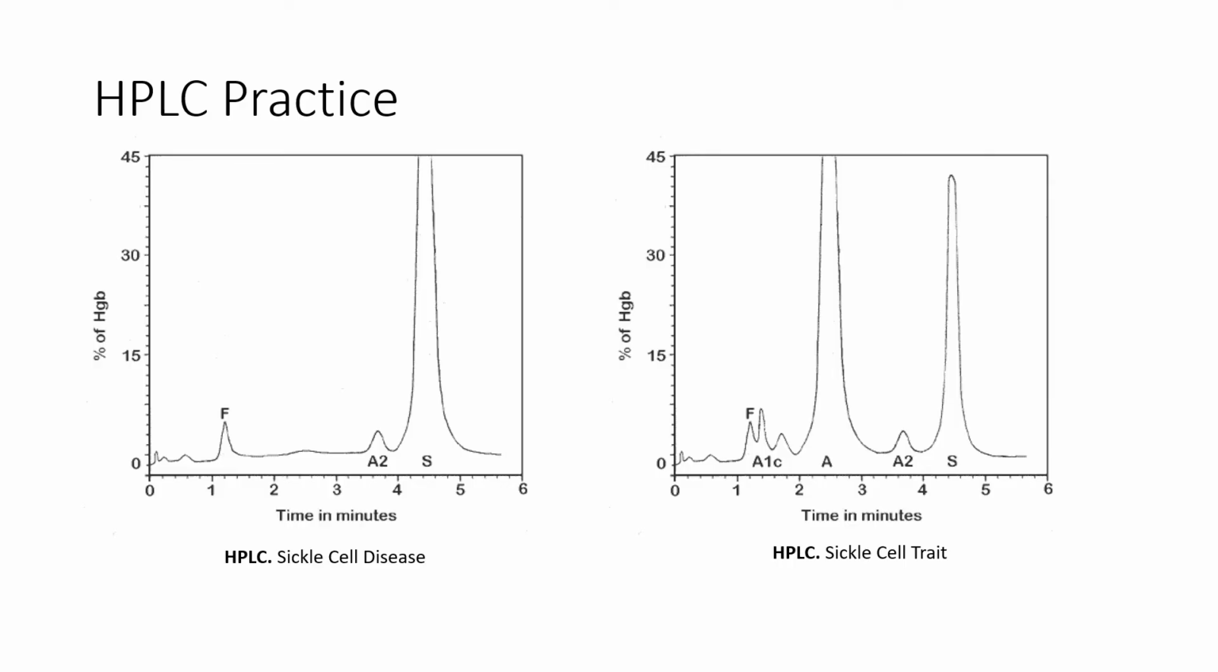On the left is sickle cell disease, where we have a complete absence of the normal A peak, and almost all our hemoglobin eluting within the S window. On the right is sickle cell trait, where we still maintain the majority of our hemoglobin as hemoglobin A, but there is a significant increase within the S window.